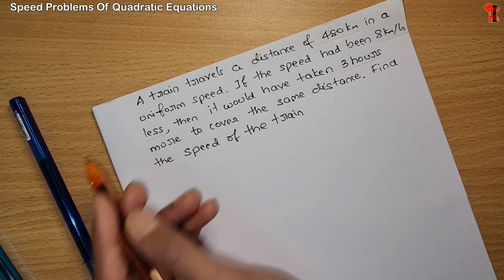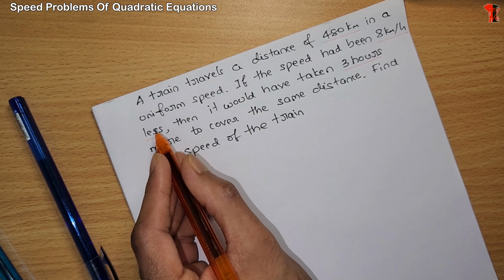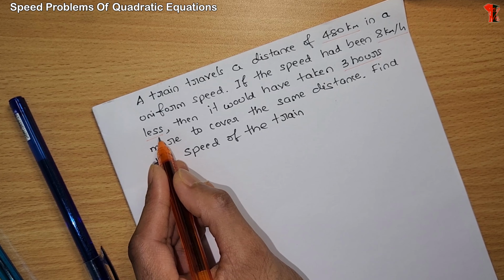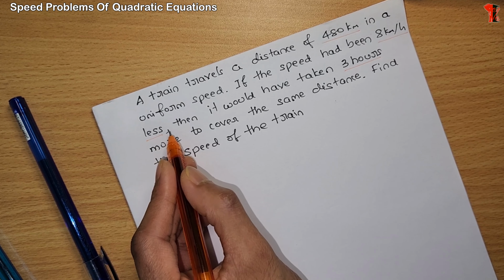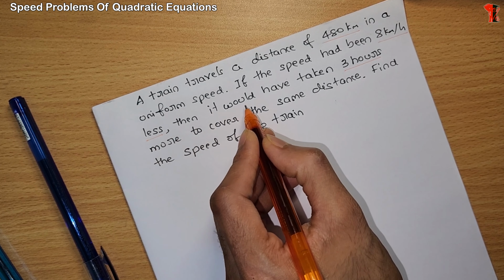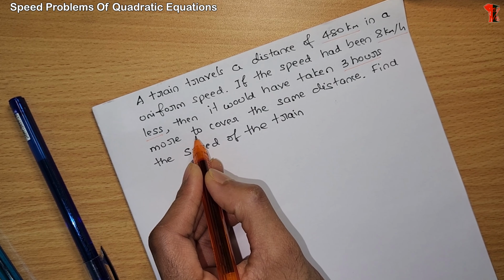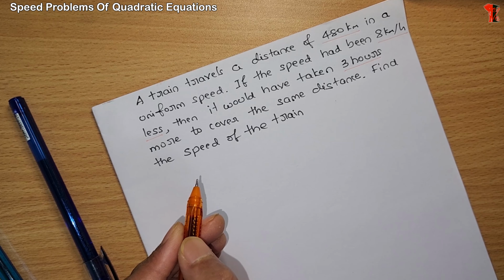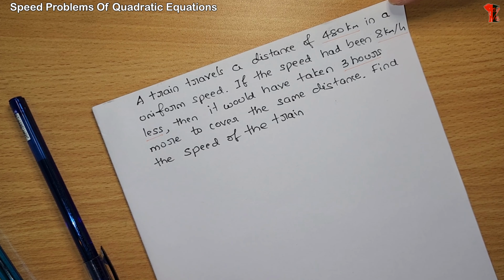A train travels a distance of 480 kilometers at a uniform speed. If the speed had been 8 kilometers per hour less, that means in case we reduce the speed of the train, it will take 3 hours more to cover the same distance. Find the speed of the train. That means how will we solve this?